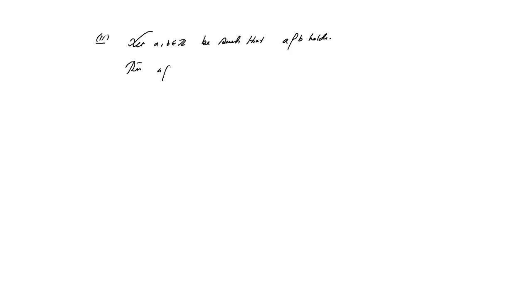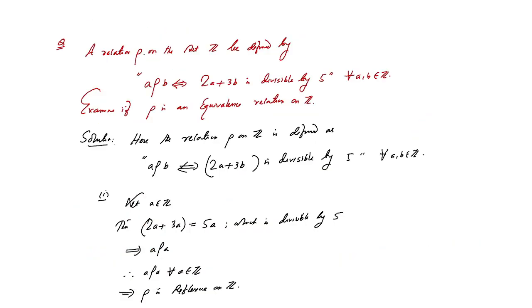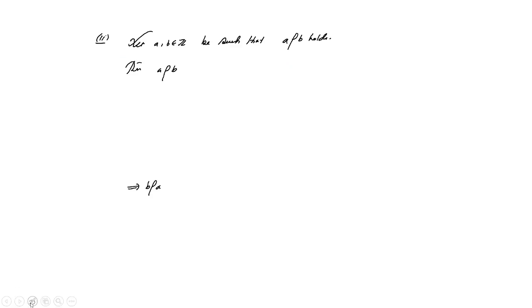So then from A rho B, we will show B rho A. Now the question is how we will show it. What is exactly the meaning of A rho B? A rho B means 2A plus 3B is divisible by 5. What is the meaning of B rho A?